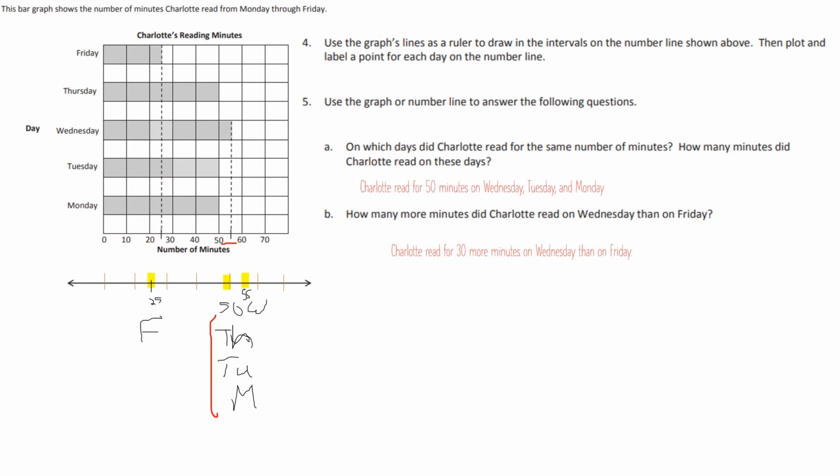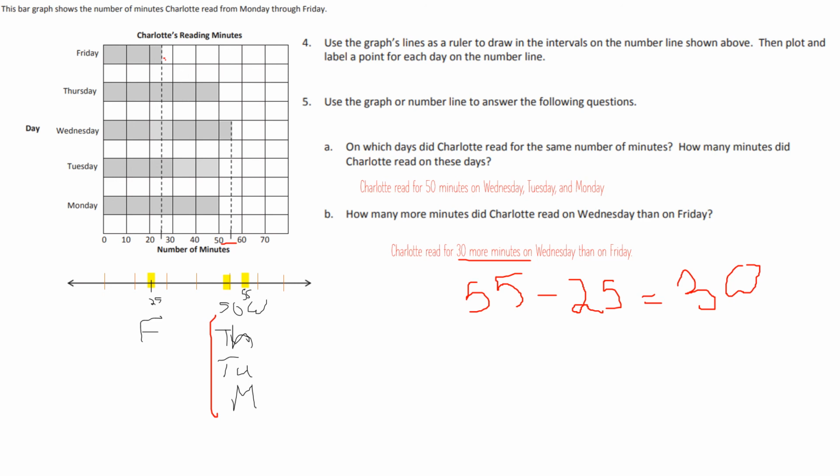And how many more minutes did Charlotte read on Wednesday than on Friday? I said Charlotte read for 30 more minutes on Wednesday than on Friday. And I can see because here's Friday at 25, and here's Wednesday at 55. So you can just do 55 minus 25, which would get you 30. If you didn't show your work originally, that's okay, as long as you got 30 minutes. So that was the last problem for this lesson.